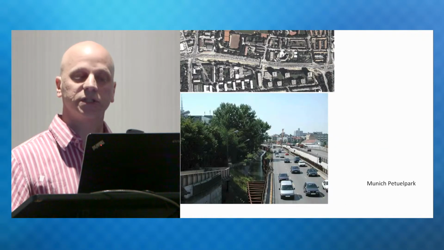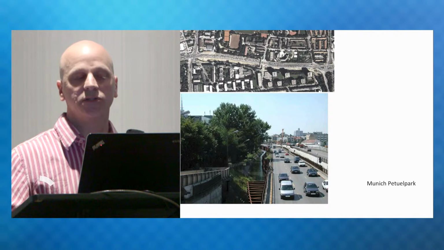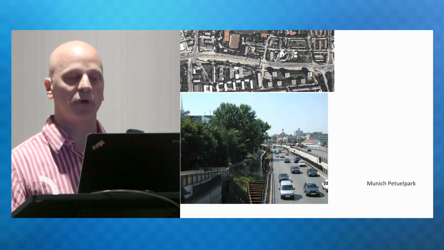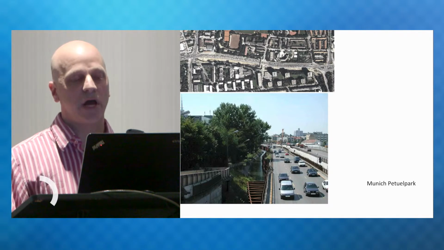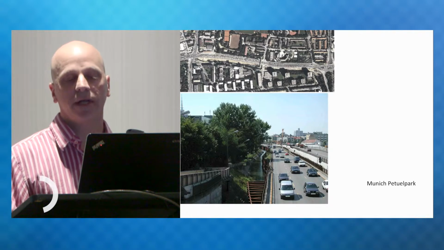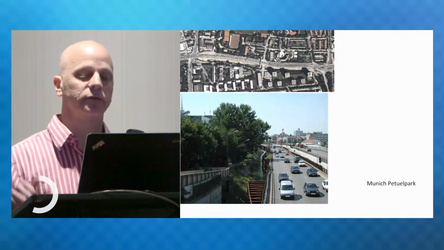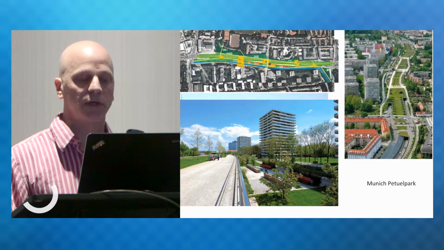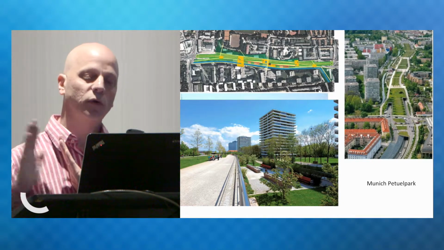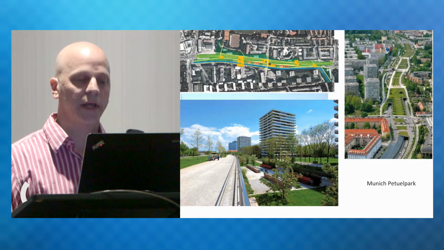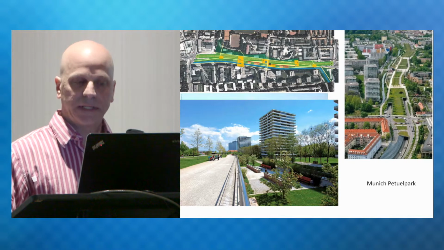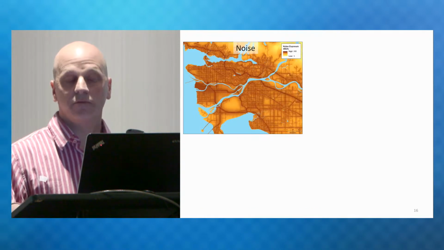Now, of course, people can't always move away from traffic, but we can move the traffic away. Here's an example in Munich, a high traffic road that was turned into a linear park, where they tunneled the road, filtered the air pollution, and now you have a nice corridor for biking and walking.